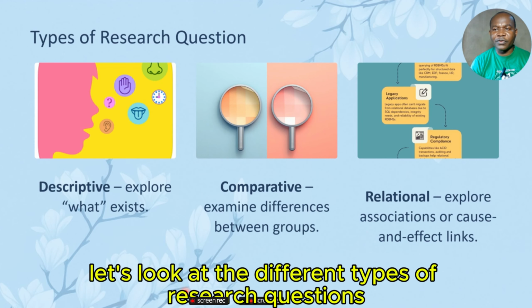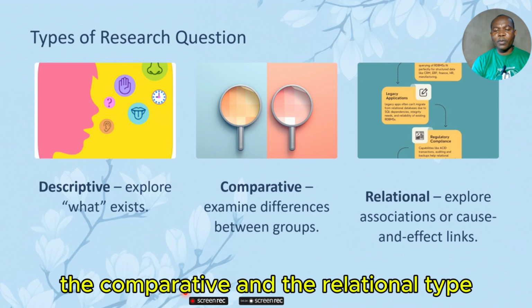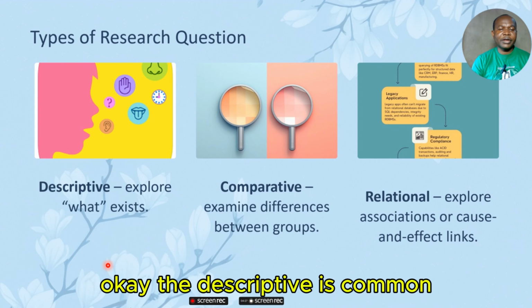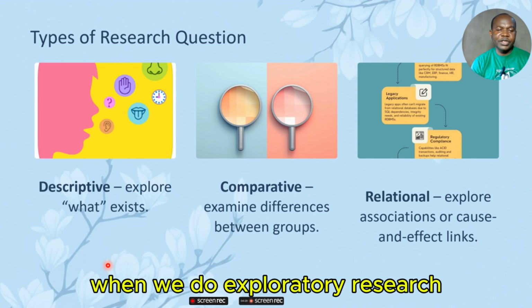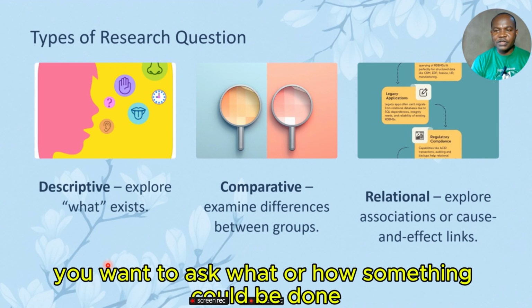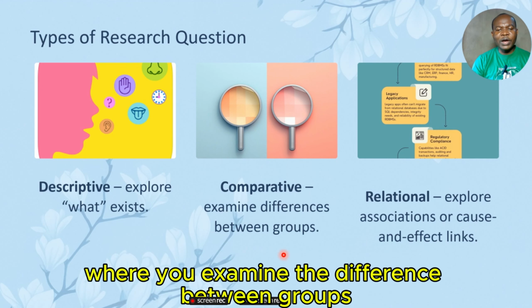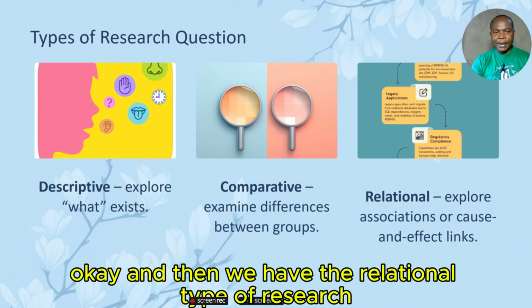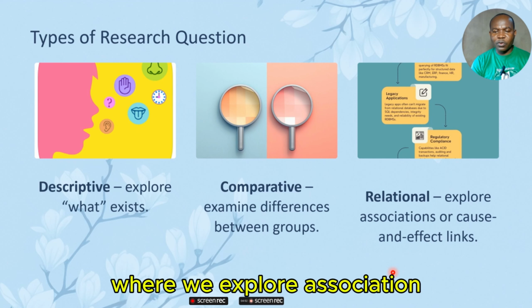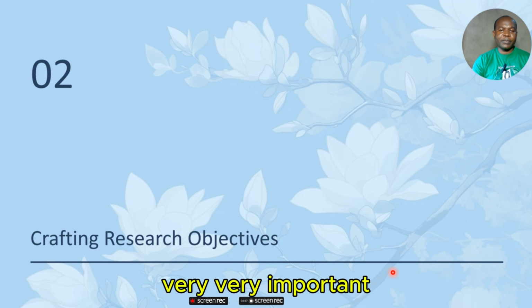Now, let's look at the different types of research questions. There are three possible types. We have the descriptive research question, the comparative, and the relational type. The descriptive is common when we do exploratory research, where you are on a fact-finding mission. You want to ask what or how something could be done. And again, you have the comparative type, where you examine the difference between groups. And then we have the relational type of research questions, where we explore association, like the causal effect link between two variables. Very, very important.